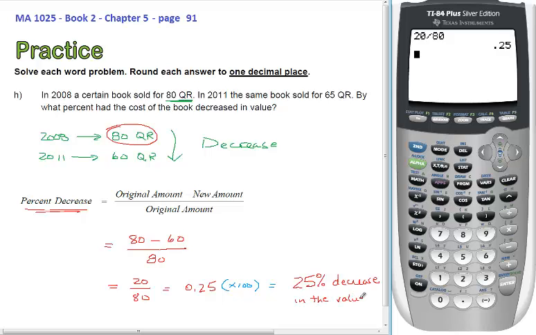And for a word problem, usually we give a word answer. So write a statement at the end. There has been a 25% decrease in the value of the book. Okay? So pretty straightforward. Just remember to subtract to get the numerator and divide by the original amount. And the original goes by the earlier year, so 80 would have to be the original amount. Hopefully that helps. That's it for now.